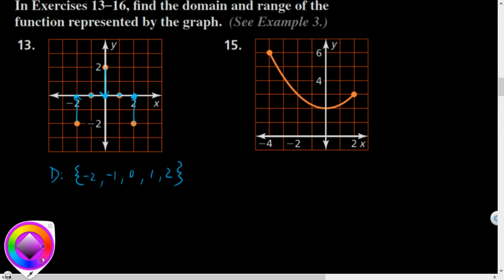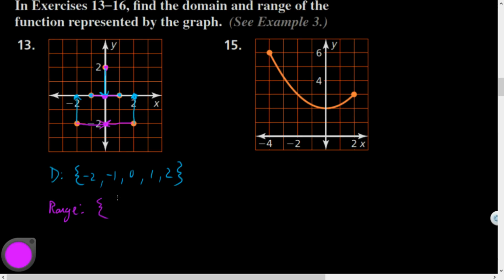For the range, that was a word. Actually, let me write these words out rather than just D and R. Range is the possible outputs, and if I smushed everything to the y-axis, notice these 2 points would get mapped there. These 2 points would get mapped here. This point would get mapped onto itself. And the possible outputs... Yep, and I'm going to write it from least to greatest, but I wouldn't mark it wrong if you wrote it the other order. Yeah, so perfect. That's the range, the possible outputs.